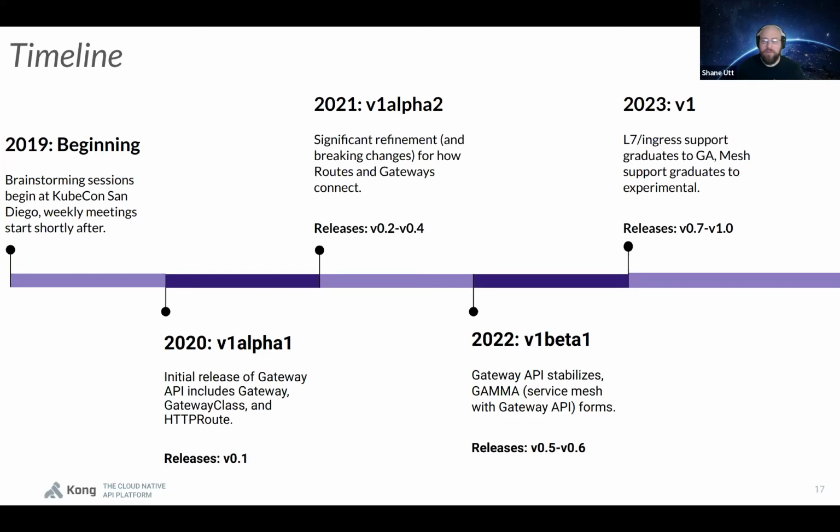We also started talking about how to do Gateway API for mesh, using Gateway API resources for mesh. I'll dig into that a little deeper in upcoming slides. 2023 is now, and we are V1. Layer 7 ingress support specifically is V1 GA, ready to go, stable for the future. Mesh support has graduated to experimental, and again, we'll talk a little bit more about mesh. Digging into the timeline a little further.